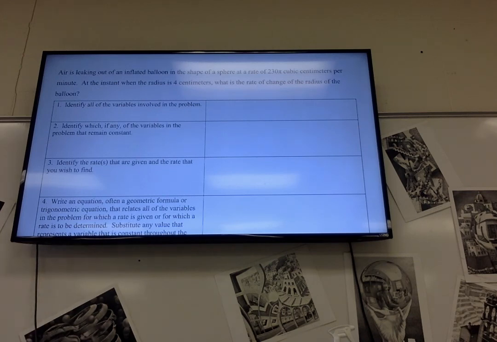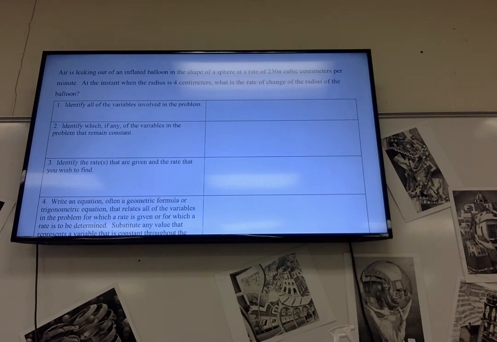So what is that a rate of? Centimeters per minute, that's the units. 230 pi would be talking about what of that sphere? The surface area? Volume. Remember, volume is how much is inside, how much it takes to fill something up. So the amount of air. As it's leaking out, that's the volume that's decreasing.